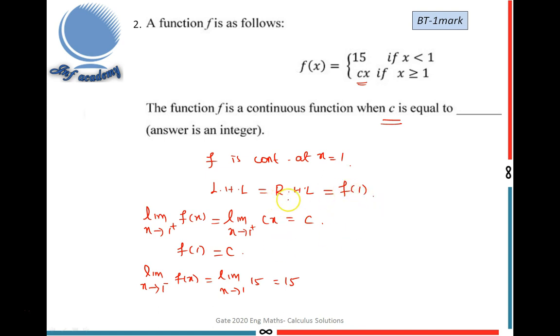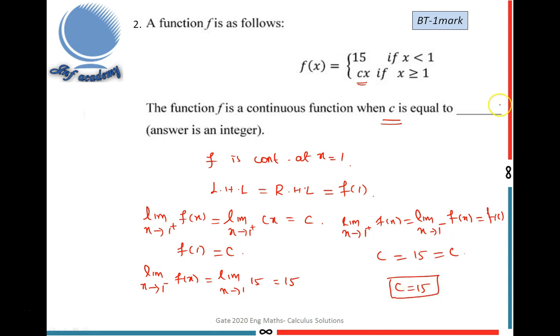Here the given function is continuous. So the left hand limit and right hand limit are equal to f of 1. That means the limit as x tends to 1 plus of f of x equals the limit as x tends to 1 minus of f of x equals f of 1. Here the right hand limit is c, f of 1 is also c, and the left hand limit is 15. So the final answer is c is 15. Answer is 15.